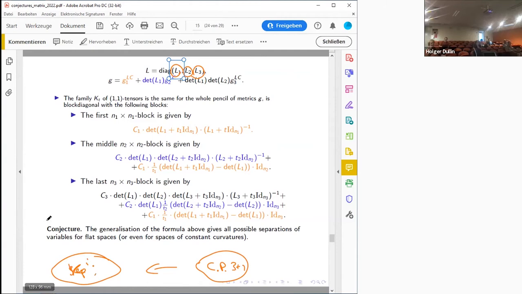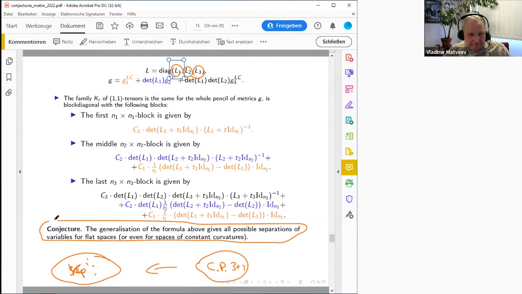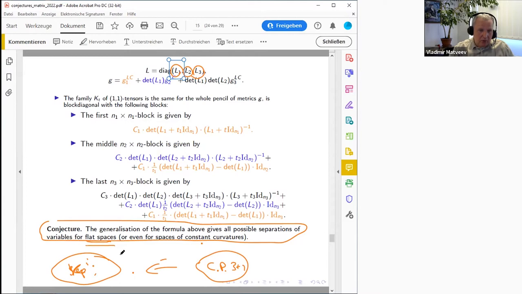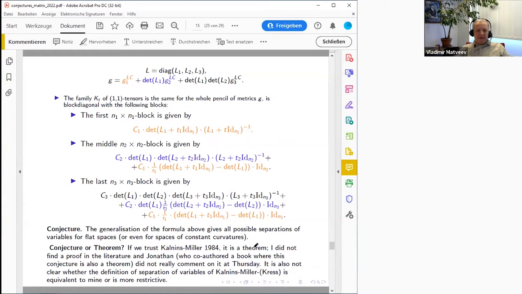So the formula exists in all graphs. And the conjecture is that this generalization of the formula gives all possible separation of variables for flat spaces, or even for spaces of constant curvature. Now, at this point, I cannot say whether it's a conjecture or a theorem.